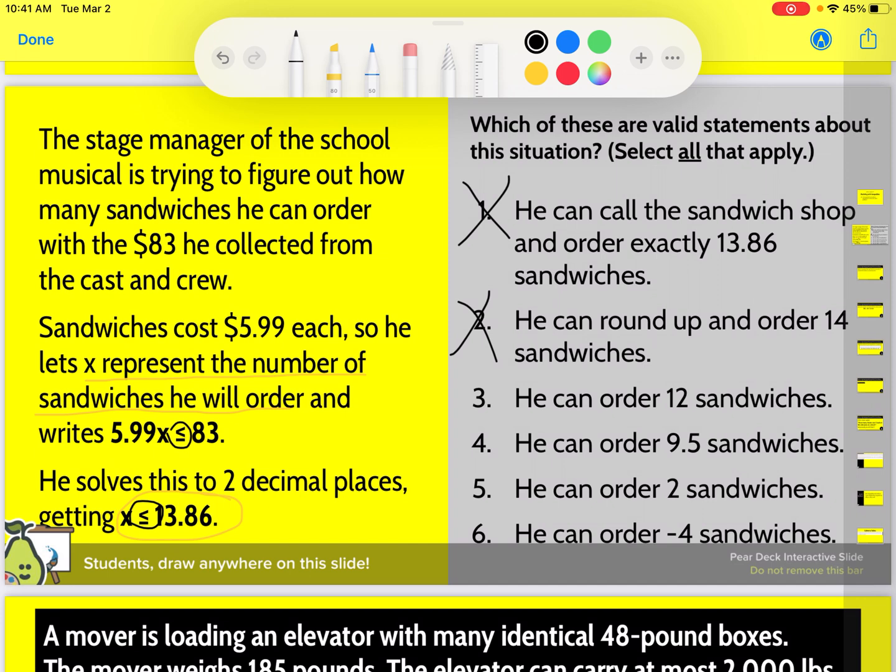He could order 12 sandwiches. He could order 9.5 sandwiches. Well, you can't order half a sandwich. He could order 2 sandwiches. He could order -4 sandwiches. So even though 4 and 6 are possible based on this inequality, they're not realistic based on the context. So it's important that you've got the context. So 3 and 5 were the correct answers.